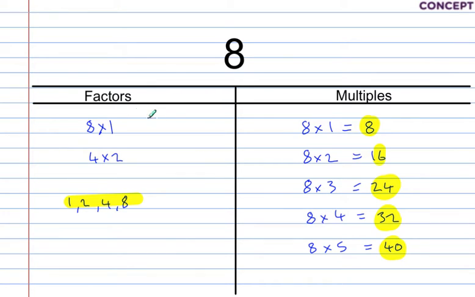Now obviously there's a lot more multiples of 8. There's actually an infinite number, because you could keep going. You could go 8 times 6 and so on down the list. You could get lots and lots of different numbers. So there's an infinite list of multiples of any number, including 8. But I only asked for the first 5.